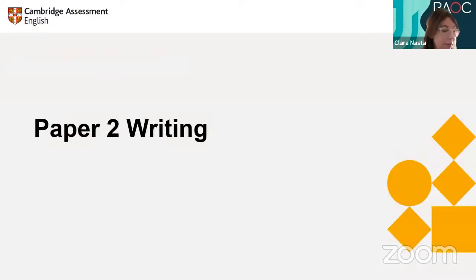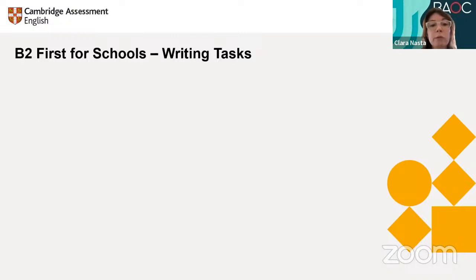So let's have a look at the writing paper overall for both levels and remind ourselves of the different tasks that students are faced with in this paper. You know, B2 First for Schools, we know that students are asked to produce 2 pieces of writing. The first one, part 1, is a compulsory task. They have to write an essay. It is an opinion essay or an essay in which they have to discuss ideas, support a position. So that's part 1 of the B2 writing section.